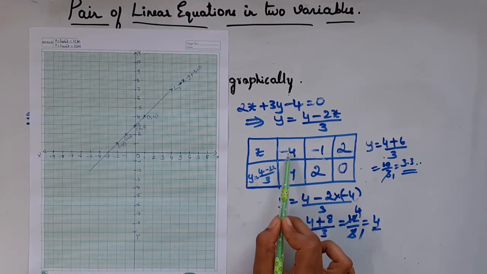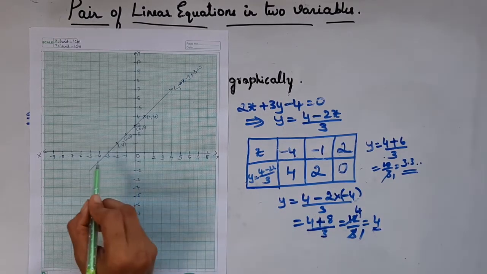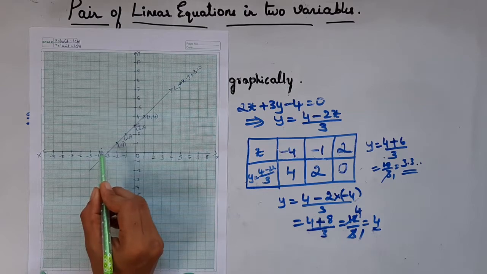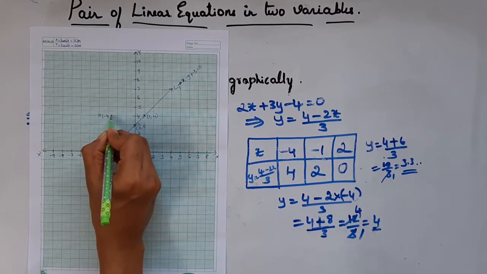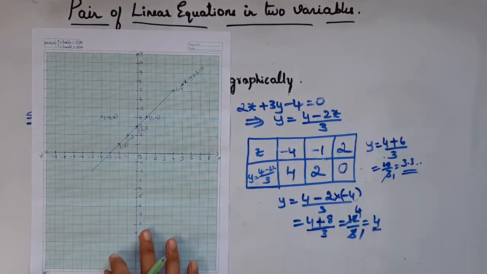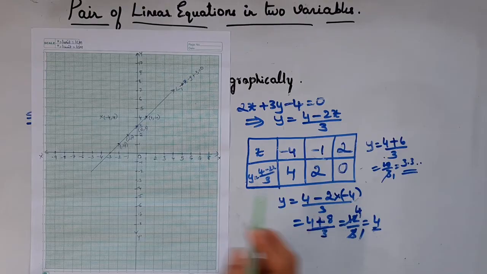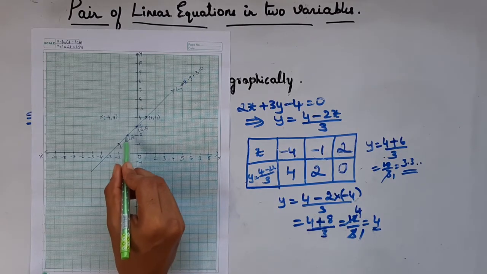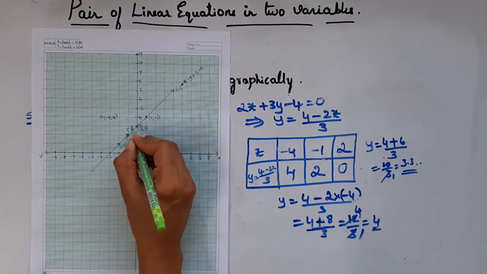Here x is equal to minus 4 and y is 4. So your x is minus 4 and your y is 4. So the point will come here, right? Minus 4, 4. And your x is minus 1 and your y is 2. So x is minus 1 and y is 2. Here the same point, right? So minus 1, 2.